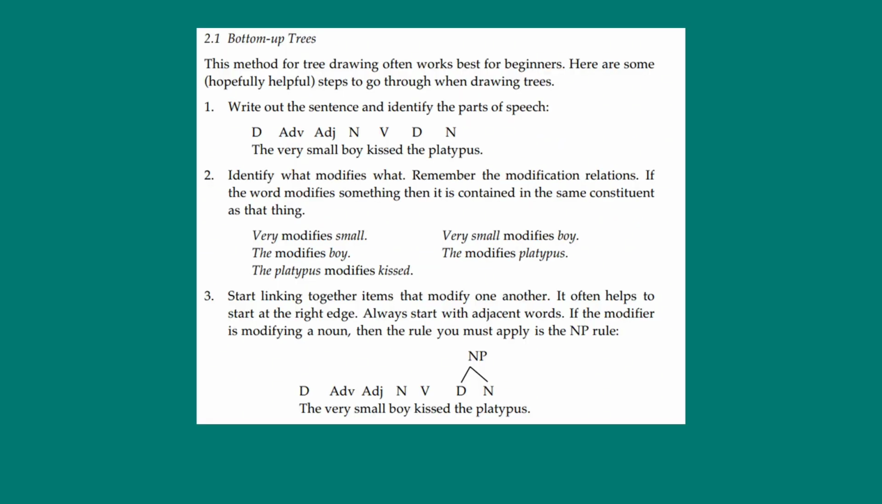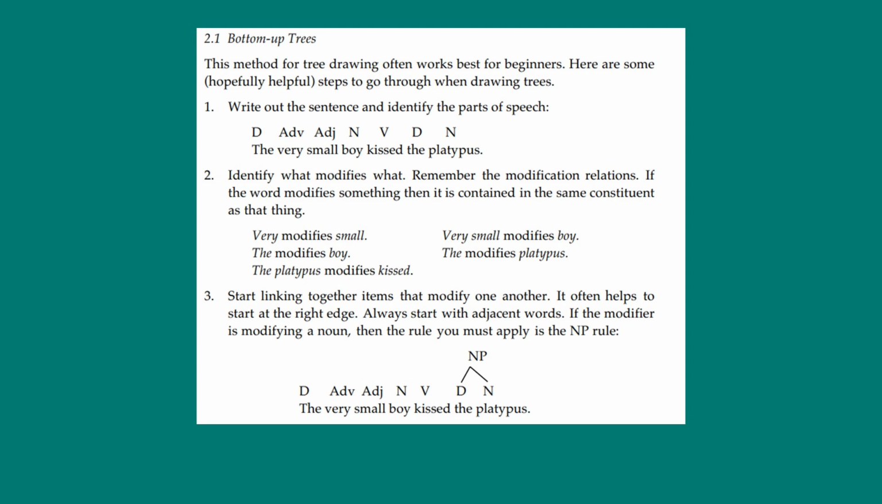This method for tree drawing often works best for beginners. Here are some hopefully helpful steps to go through when drawing trees. Step 1: Write out the sentence and identify the parts of speech. The determiner, adverb, adjective, noun, verb, determiner, noun: the very small boy kissed the platypus. Step 2: Identify what modifies what. Remember the modification relations. If a word modifies something, then it's contained in the same constituent as the thing it modifies. So very modifies small, the modifies boy, the modifies platypus. Very small modifies boy.